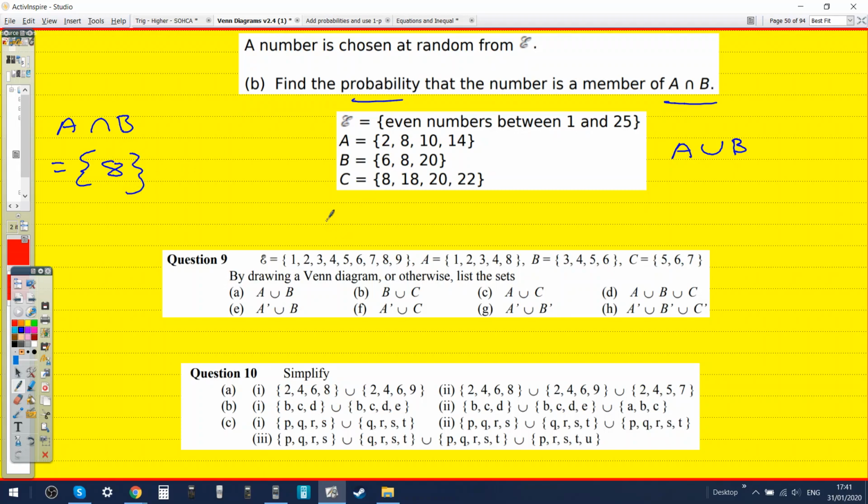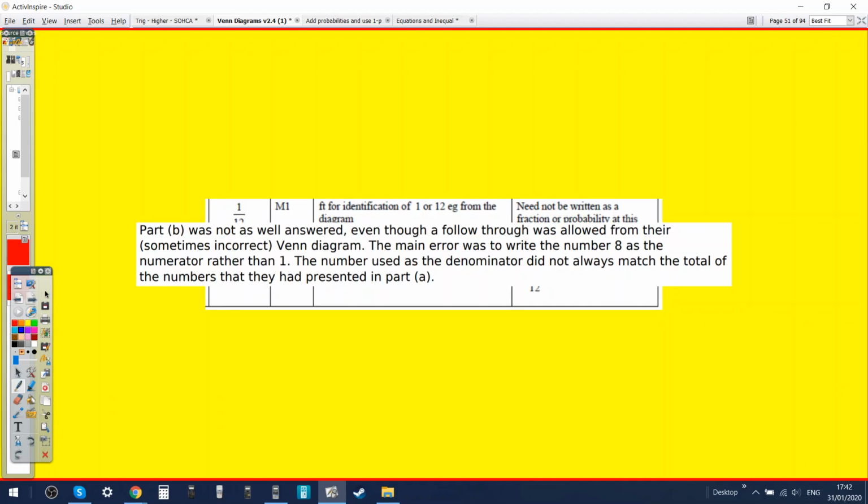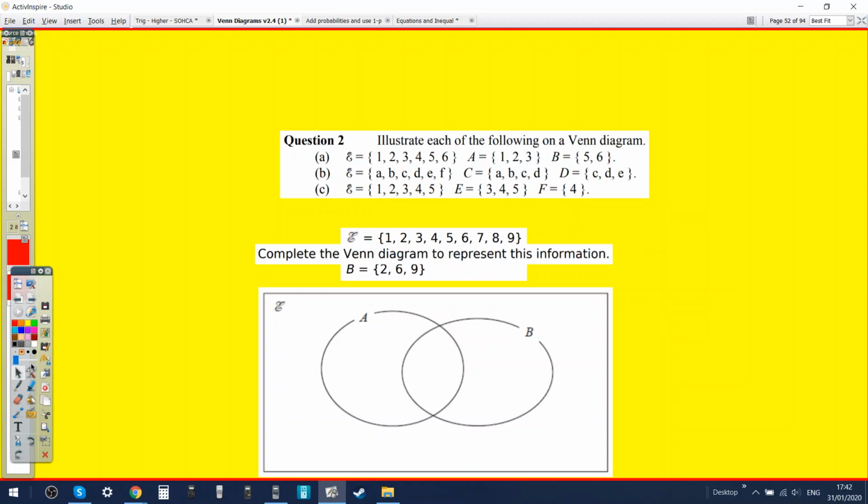Probability. Is it 8 over 12? It is. That's 12, and it's not 8. It's 1 over 12. Yeah, and that's quite a common thing. Just watch out for that. It's easier when they use letters.